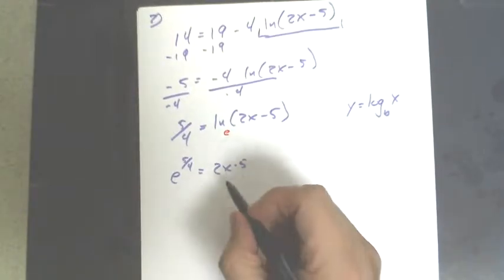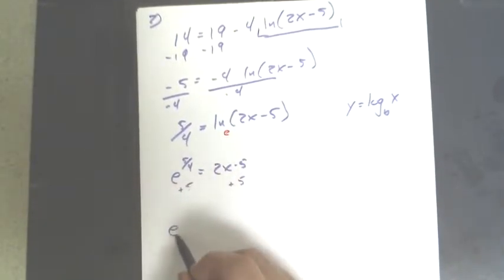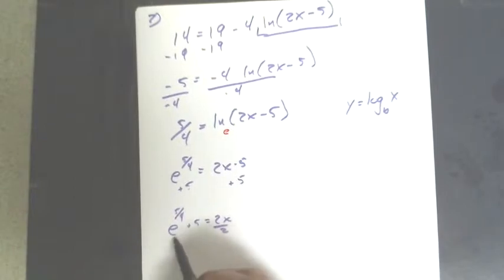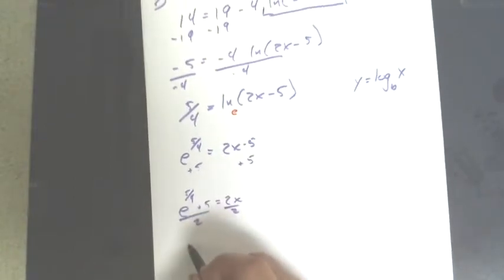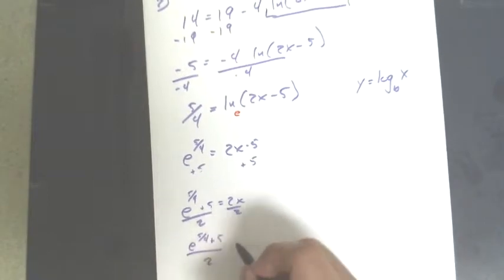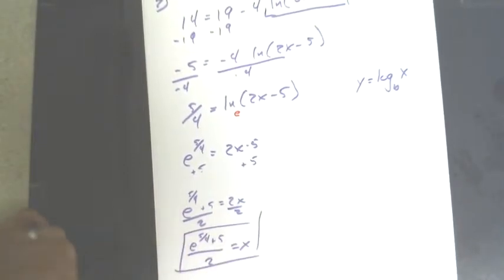Well, then we can just solve for x. Get a nice exact answer. Add the 5, add the 5. e to the 5/4 plus 5 equals 2x. Divide by the 2, divide by the 2. And e to the 5/4 plus 5 over 2 equals x. And that is a nice exact answer.